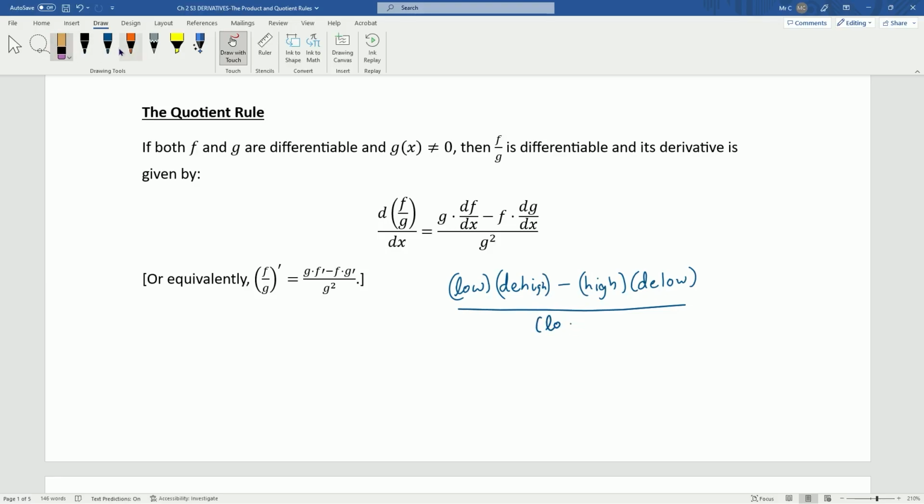So sometimes people find that has a nice little rhythm or musicality to it that helps them remember it. Low d high minus high d low over low squared. If that helps, great. If not, you can memorize the formula outright. But we definitely want to make sure that we know this formula when we're dealing with any sort of quotient functions. So with that being said, let's go ahead and look at a proof for this.